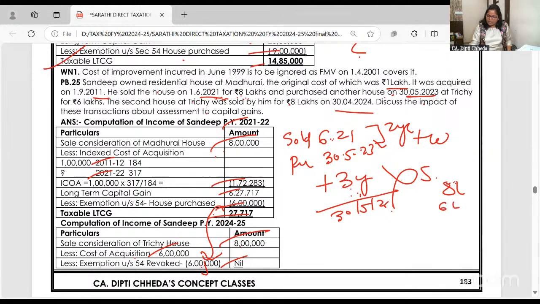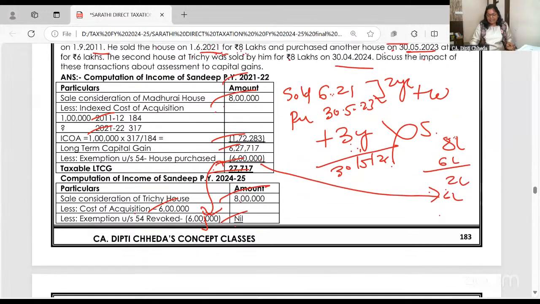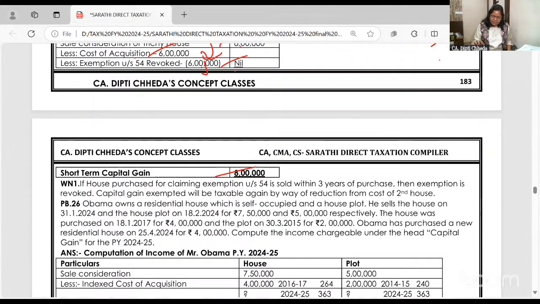Trichy house ka cost is 6 lakh, 2 lakh capital gain, and earlier 6 lakhs will also become taxable. So you do it like this or you do it like this. But the way the institute is saying, they say cost of acquisition is to be reduced by the exemption revoked. And then you will get the answer.